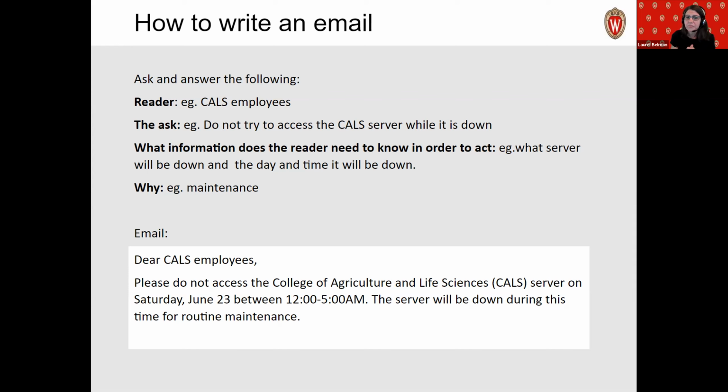Who's my audience? Next, it's important to figure out what you are asking them to do or what you are asking them to know. Next, what information does my reader need to know in order to act, in order to do the next thing? And then finally, why are they doing this? So if you go through those steps, if you ask those questions of yourself, jot down the answers, you can pretty easily come up with a fairly succinct email.